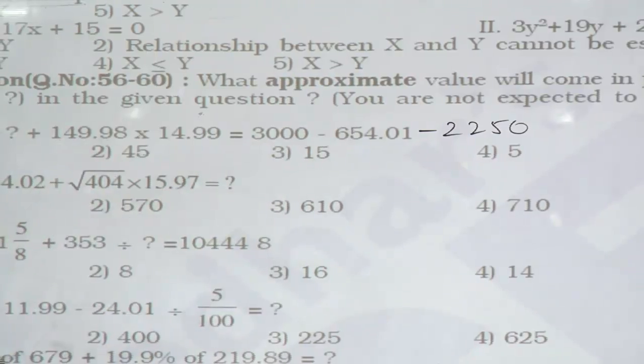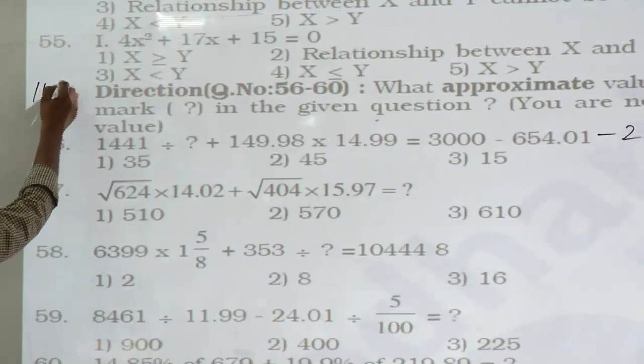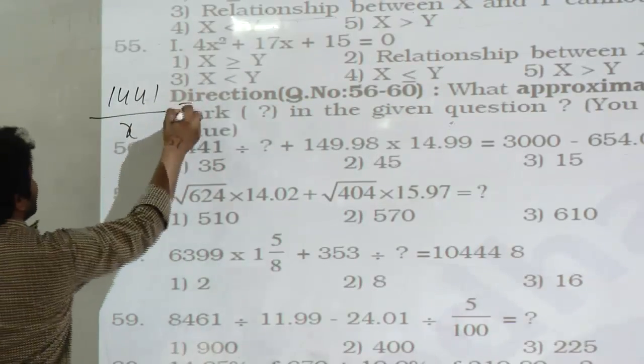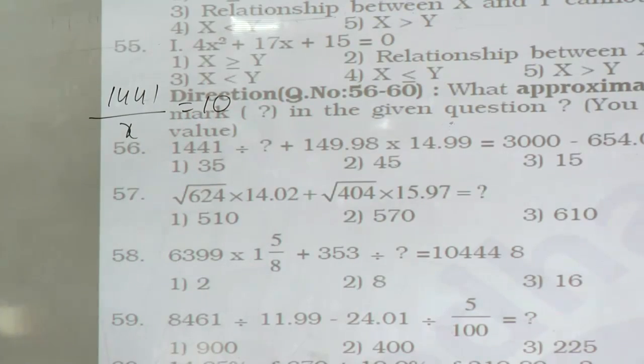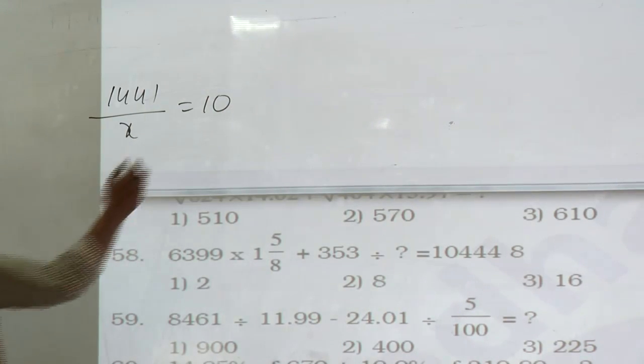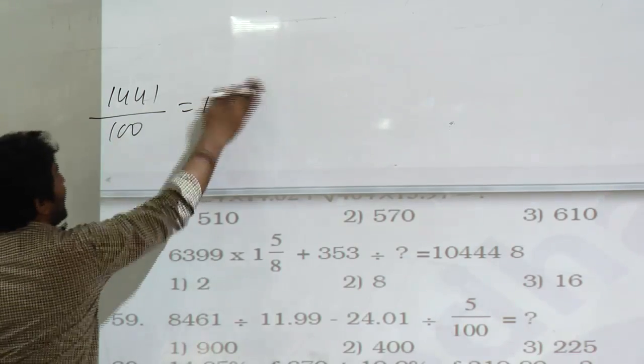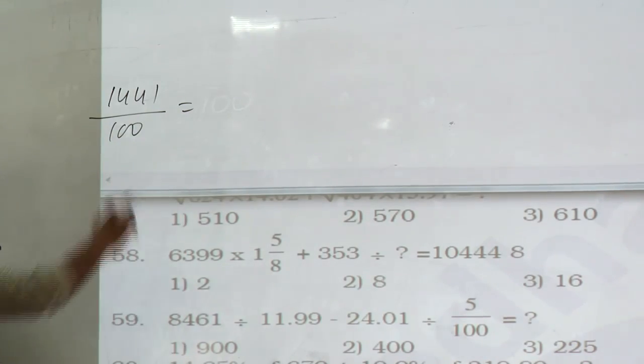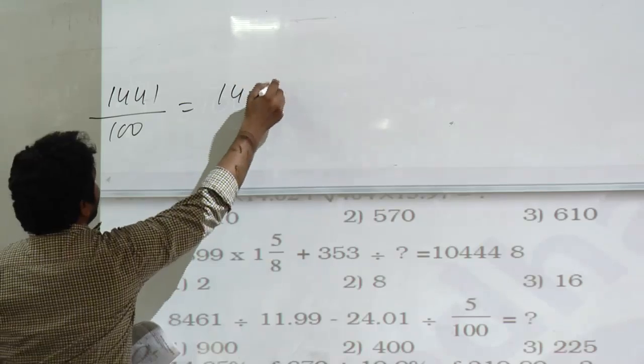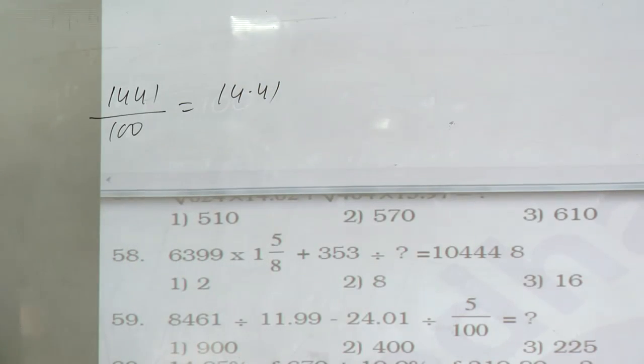100. So 1441 divided by x should be equal to 100. And x is equal to 1441 divided by 100. This is near about 14.41. Answer should be near about that. How many options are there? Only one, 15.